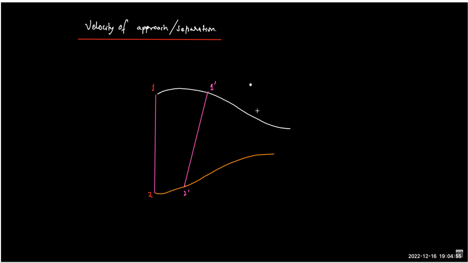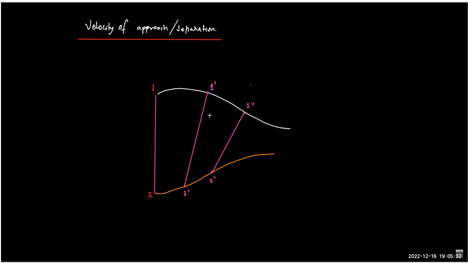All right, this is the new separation. Then again, after some more time, 1 comes to 1 double dash, and 2 comes to 2 double dash, and then you can see there is again a new separation. Now, as they are progressing in their respective paths, the gap between them is decreasing or increasing? Decreasing. So the rate at which the separation is diminishing is called velocity of approach.